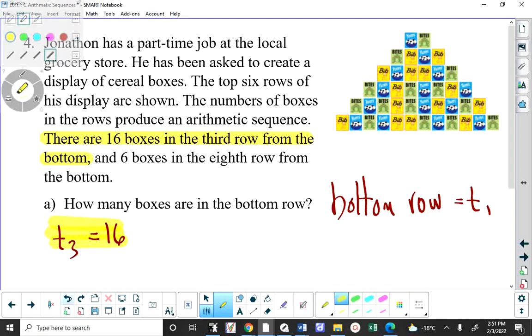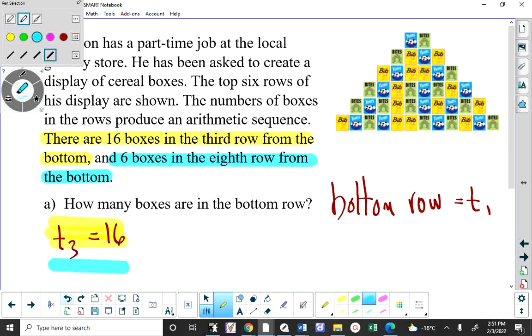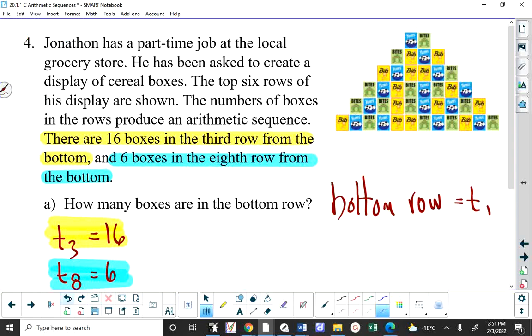This other statement says T8 equals 6. It's kind of a sneaky setup. But you should note that this question is one you already know how to do now. If I say the third term is 16 and the 8th term is 6, you should know how to solve this problem.